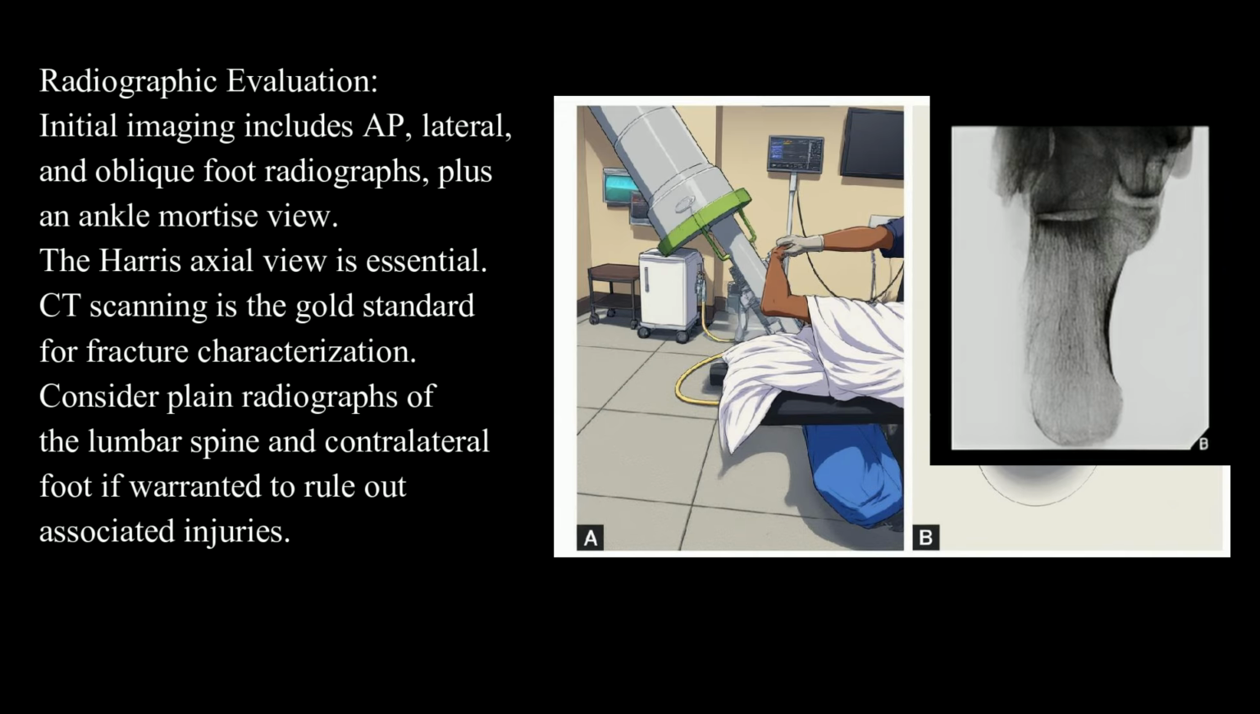Radiographic evaluation. Initial imaging includes AP, lateral, and oblique foot radiographs, plus an ankle mortise view. The Harris axial view is essential. CT scanning is the gold standard for fracture characterization. Consider plain radiographs of the lumbar spine and contralateral foot, if warranted, to rule out associated injuries. Intraoperative image of how the Harris view is obtained.